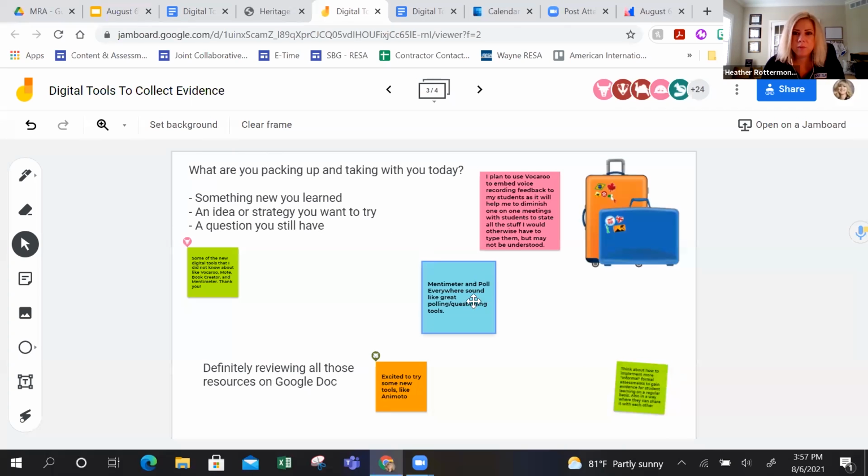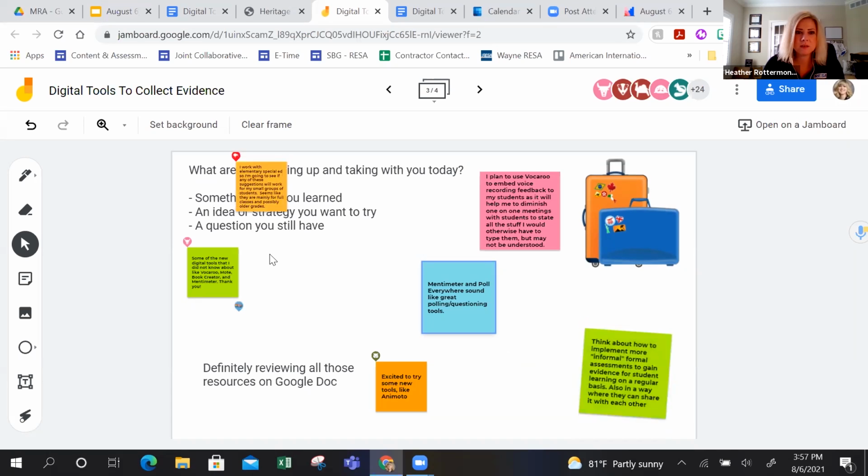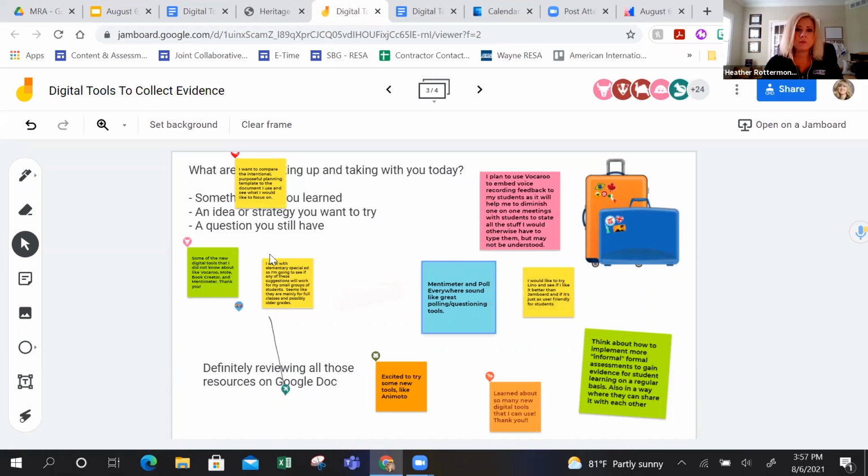Using Vocaroo, reviewing some of those tools on the resource sheets. We will definitely send you the links to everything that we used today, so you don't have to scramble to get them out of the chat. They are going to come to you in an email along with this recording so that you can explore on your own. We'll make sure that you have everything that you need.